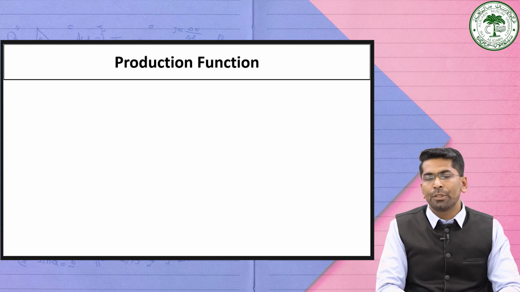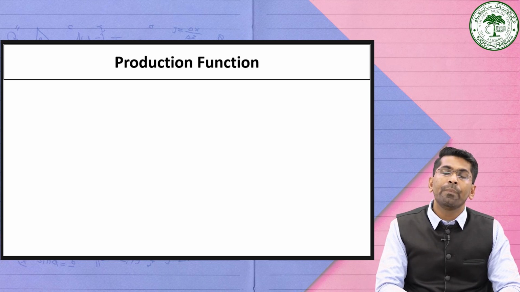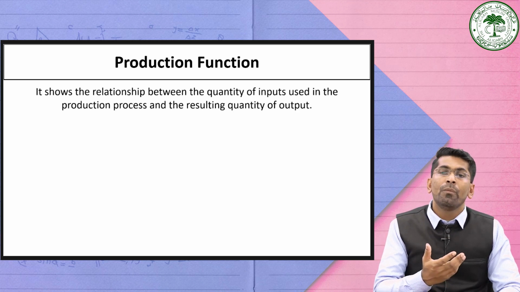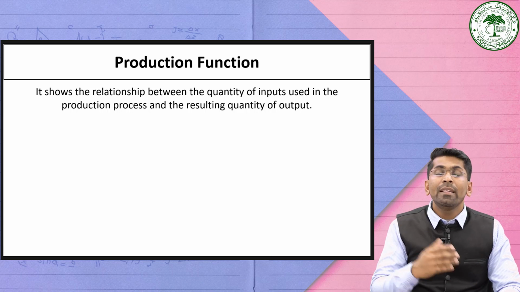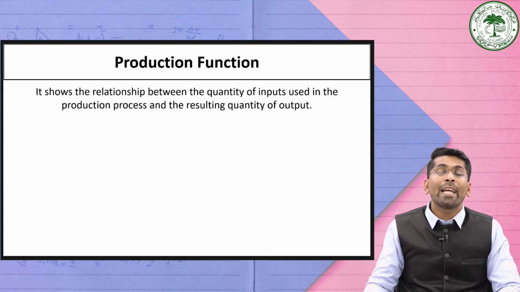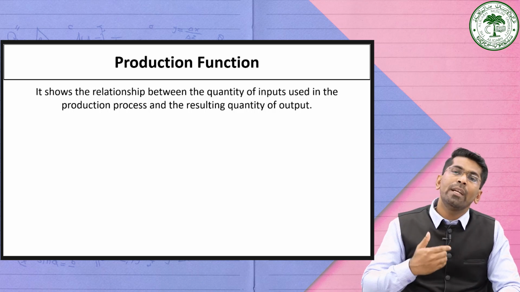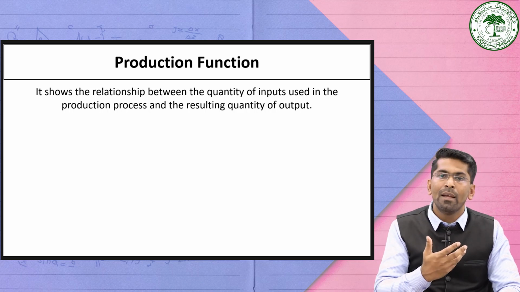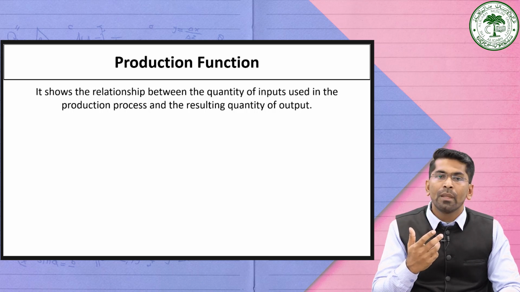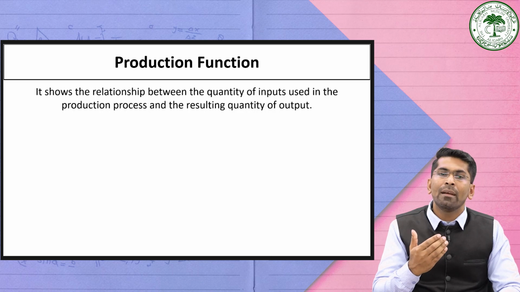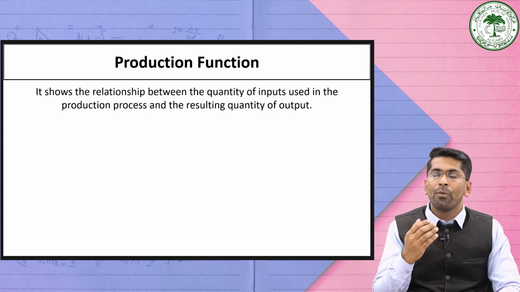Now consider the production function. A production function expresses the relationship between the quantity of input which is used in the production process and the resulting quantity of output. It explains how inputs, for example labor and capital, are transformed into goods and services. For example, if Q is the amount of output produced by a particular firm by using labor, capital, land and organization, which are generally employed, because we have four factors of production which are generally used for the production process.